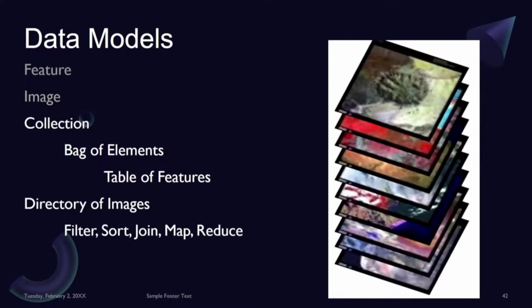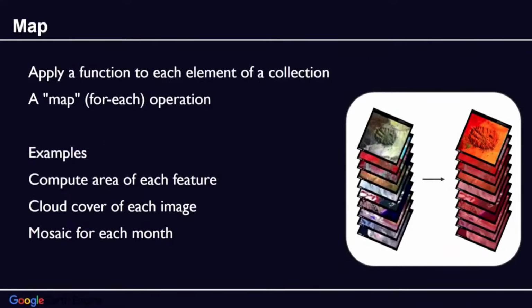Then the second thing is collection. A collection is a bag of elements. When we combine multiple features together, that is called a feature collection. When we combine together a directory of images, that is called an image collection, like all the images acquired by the Sentinel 2 satellite. That will be called the Sentinel 2 image collection, and a single image from that is an image.